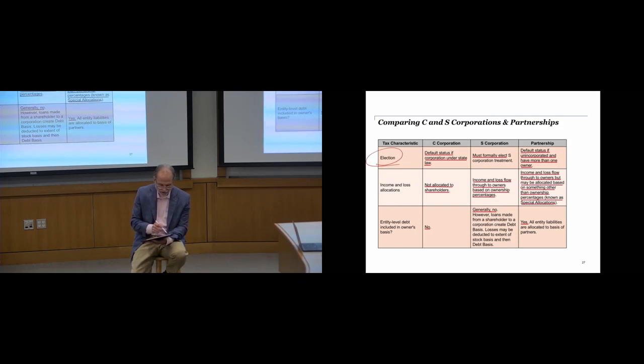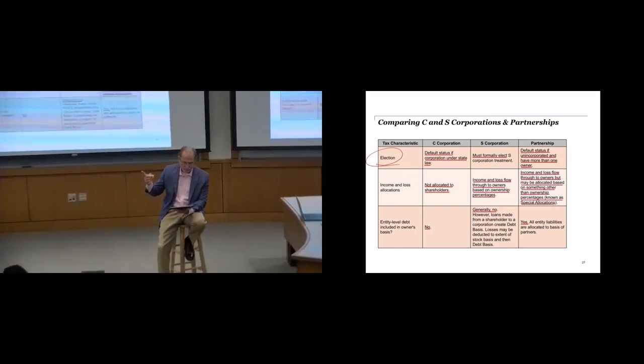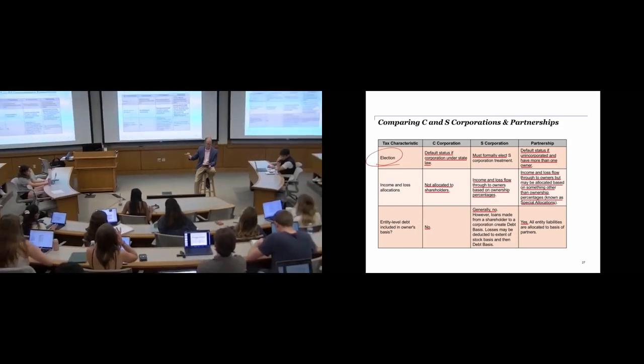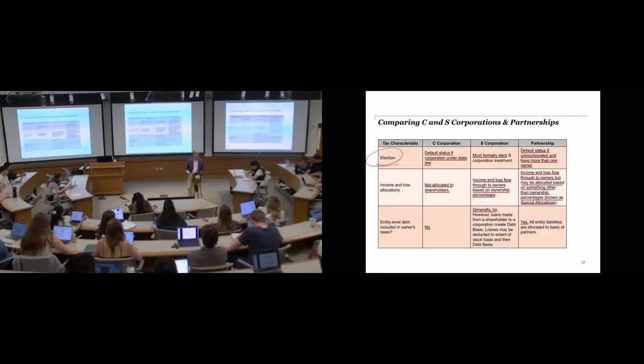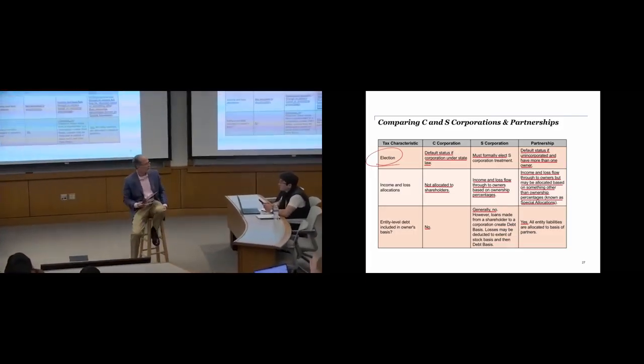Okay, an election. C corporations, there is no election. Right? You default if you are formed as a corporation under state law. You become a corporation. As a corporation, we know we must formally elect. Right? It's an affirmative action by the taxpayer. Nothing happens to you that you don't want to have happen.